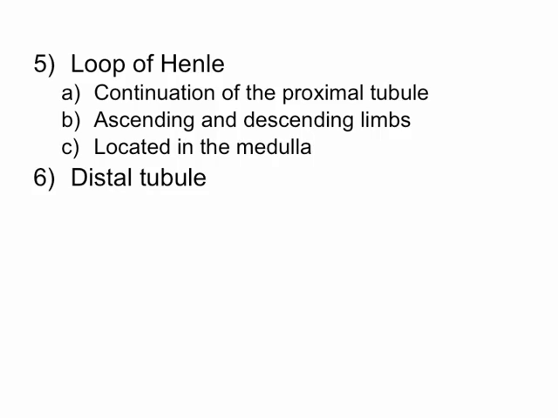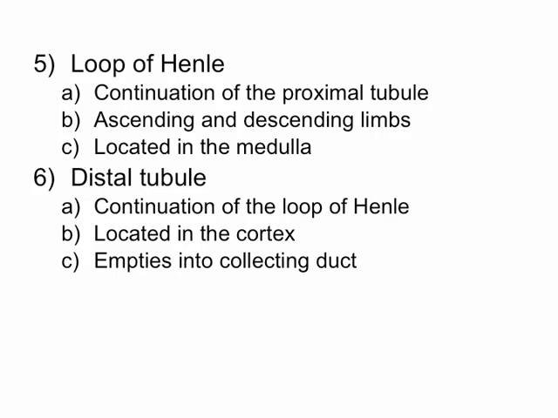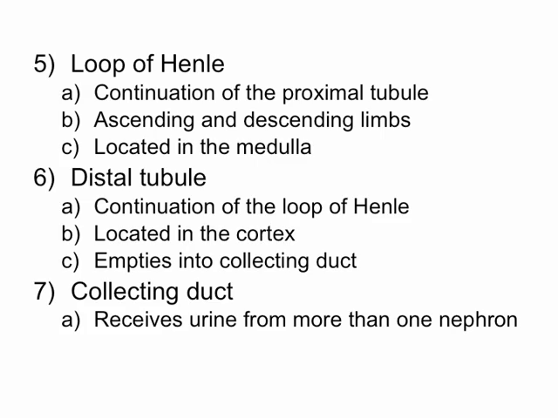The distal tubule then is when the ascending limb of the loop of Henle starts to coil again. So it's a continuation of the loop of Henle. This is also located in the cortex just like the proximal tubule was. The distal tubule will empty into a structure called the collecting duct. The collecting duct then, as the name implies, is simply going to be collecting urine from multiple nephrons. So it's going to receive urine from more than one nephron along the way.